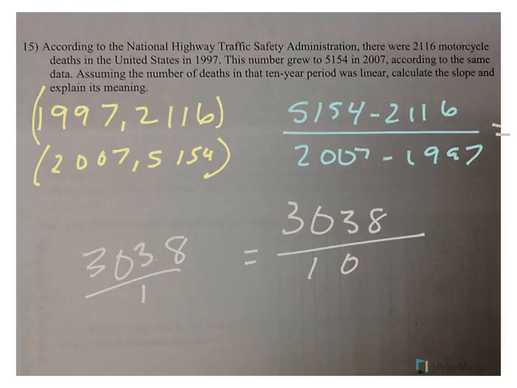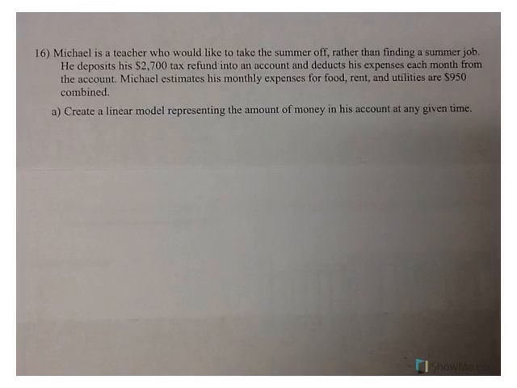303.8 over 1. So what does that mean? Well, remember the top is motorcycle deaths, and on the bottom we're talking about years. So the meaning is that there are approximately 303.8 more motorcycle deaths every year compared to the previous year, right? It increases 303.8 deaths every year. That's a lot. It's almost one a day. Let's go to 16.